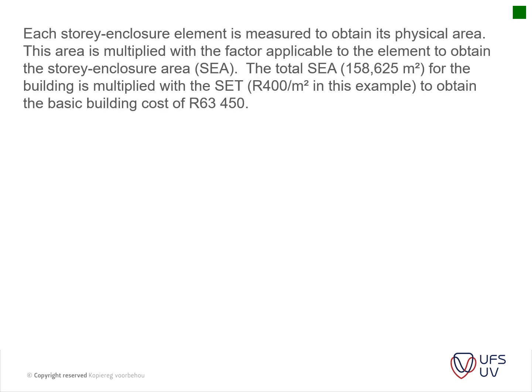Okay, so each story enclosure element is measured to obtain its physical area. The area is multiplied with the factor applicable to the element, and thus you get the story enclosure area, and this is what we spoke of last week in our study notes. The total story enclosure area in this case was 158 square meters for the building, and this is multiplied with the rate of 400 Rand per square meter as given in the question, and we obtain the same amount as we did with the previous two examples.